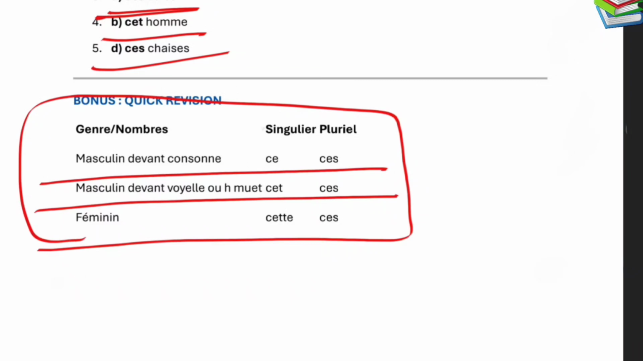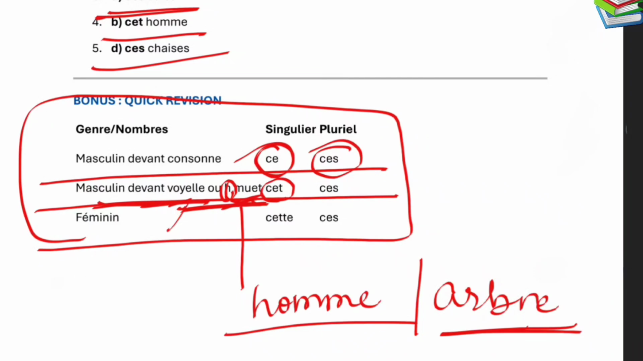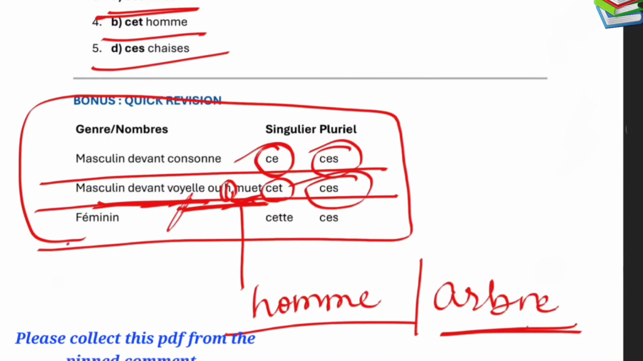Okay. So when it comes to singular, in masculine you will use ce. In plural it will be ces. If it is masculine but the noun starts with a vowel or H which is muted, you will use cet. Muted means basically silent one. The example I gave you, that one. Okay. Or even arbre, where it starts with a vowel. Okay. And in plural it will be ces. And feminine, in singular it will be cette. In plural it will be ces. That's all. Thank you.